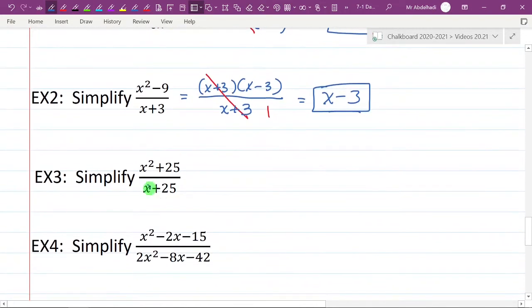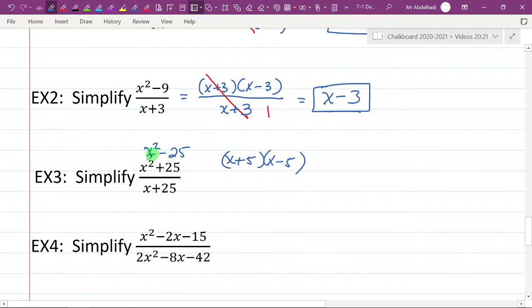Okay, how about here? All right. Well, it looks like something might cancel out. It looks like you might be able to cancel out the 25s or maybe one of the x's. But the fact is, this one cannot be reduced at all. It is done. Okay? It's not a trick question, but the top looks like it might be factorable. It would be factorable if it was x squared minus 25. That would be a difference of squares, and you could factor it as x plus 5, x minus 5.